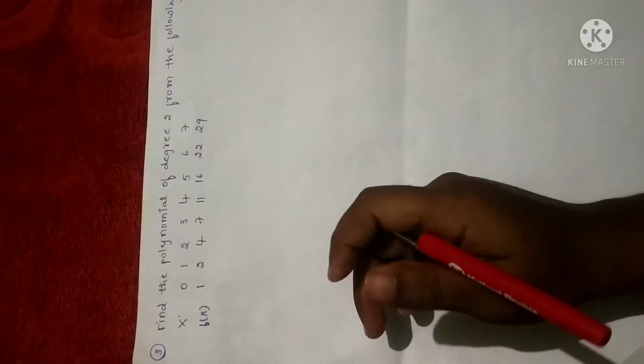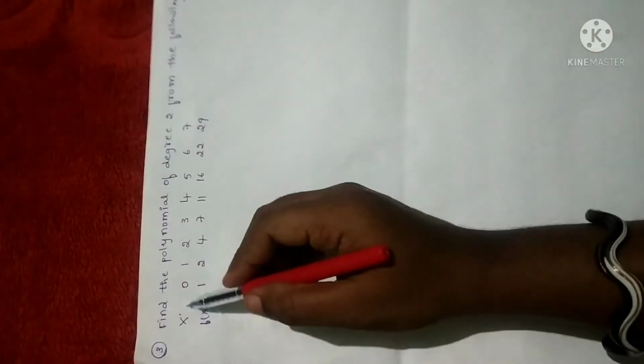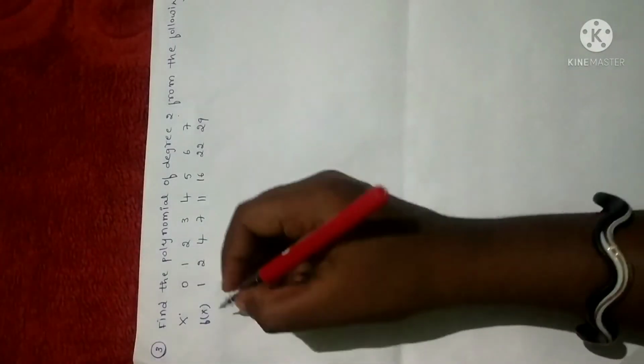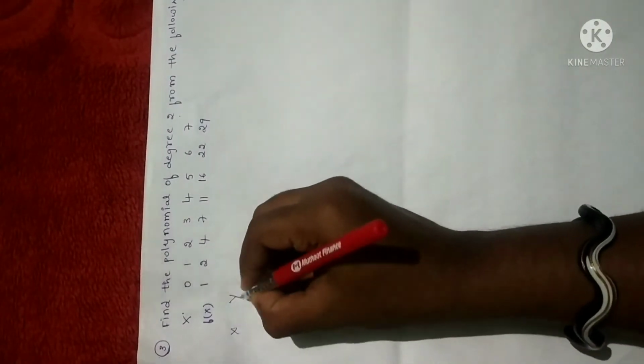Clear? Here is the next problem. We have to find the polynomial which is of degree 2 from the following data. So x and f of x values are given. We need to construct the polynomial of degree 2. Here also I am going to use the Newton forward difference method. First let me write down the x and y values. So f of x is none other than the y value. I'll just write whatever is given in the problem.